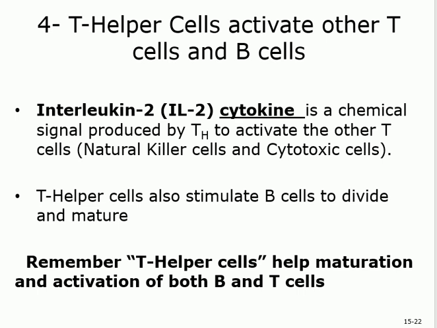So T helper cells are going to help the activation and differentiation of B and T, both of them. When I say they help the activation of the other T cells, what are the other T? Natural killer and cytotoxic. Is that clear so far? They are going to activate natural killer and cytotoxic cells, and we will talk about those. But this is what's going to happen with interleukin 2.